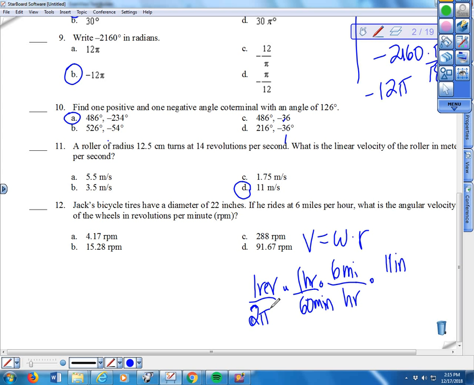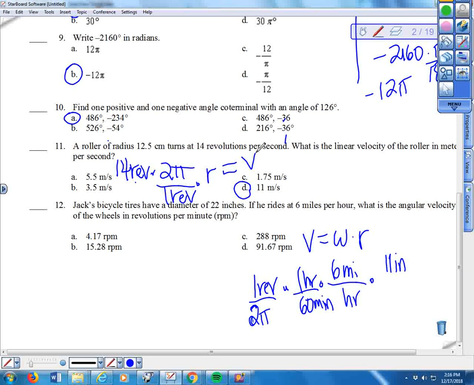So 6 times 11, this isn't going to work, is it? Oh, I know why. No, I don't. I kind of go backwards with this one. To get revolutions, I started with revolutions, multiplied by 2 pi in 1 revolution, times the radius, right? And I got velocity. This time I have velocity. Oh.